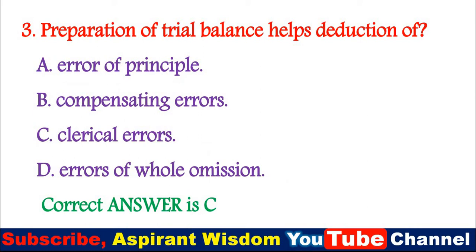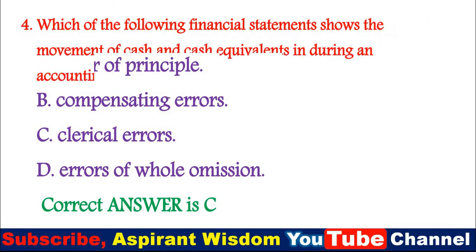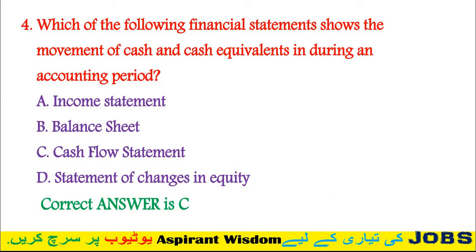3. Preparation of trial balance helps in detection of: A. Error of principle. B. Compensating errors. C. Clerical errors. D. Errors of whole omission. Correct answer is C. 4. Which of the following financial statements shows the movement of cash and cash equivalents during an accounting period? A. Income statement. B. Balance sheet. C. Cash flow statement. D. Statement of changes in equity. Correct answer is C.